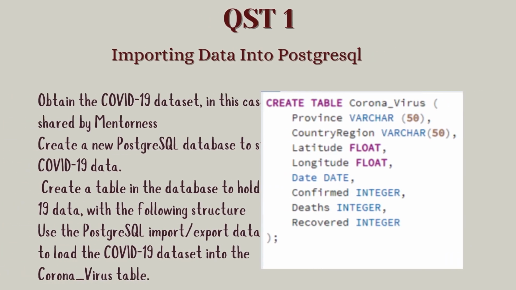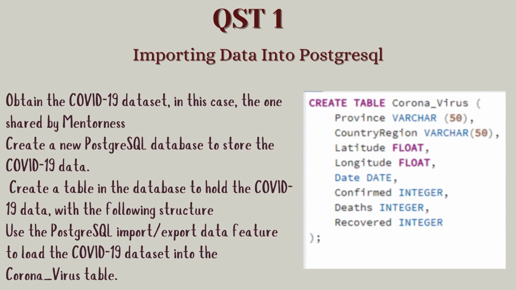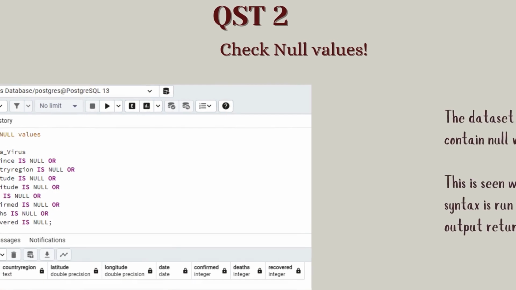We shall start first off by importing the data into PostgreSQL. Obtain the COVID-19 dataset. In this case, it's the one that has been shared by Mentorness. Also, create a new PostgreSQL database to store the COVID-19 data. Once you create the database, you create a table in the database to hold the COVID-19 data with the following structure. Use the PostgreSQL import-export data feature to load the COVID-19 dataset into the coronavirus table. The coronavirus table shall be created in the format that has been displayed in the picture alongside this.